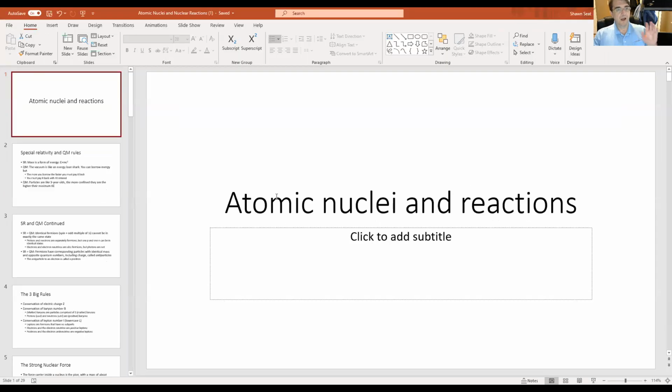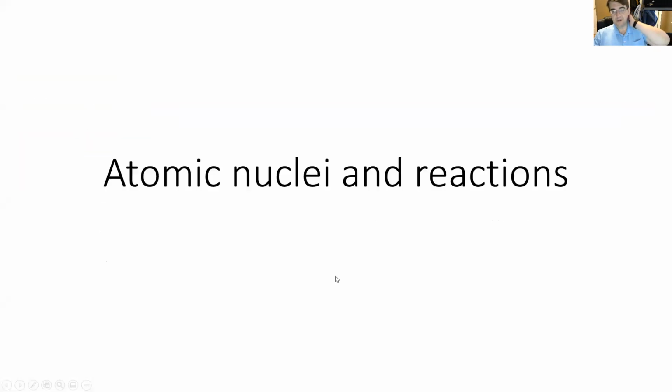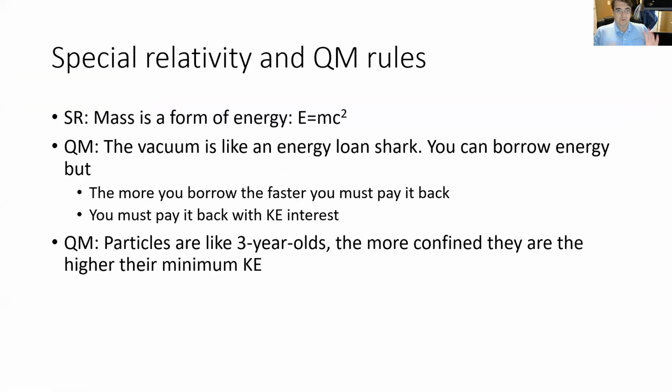What I want to do next, we'll look at that screen. Okay, so we're going to end up taking a look at atomic nuclei and how nuclear reactions take place. So in order to understand nuclear reactions, we need to understand a few things about special relativity and quantum mechanics first. We don't have time to go into these in detail, but you'd have a few concepts you need to know.